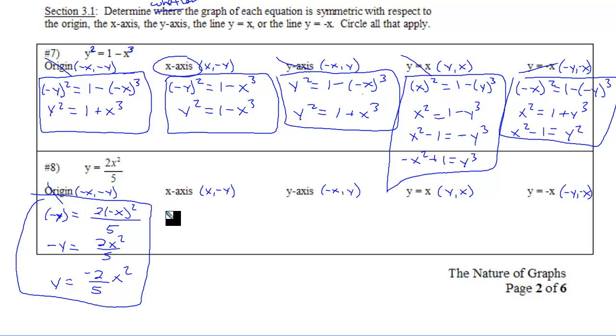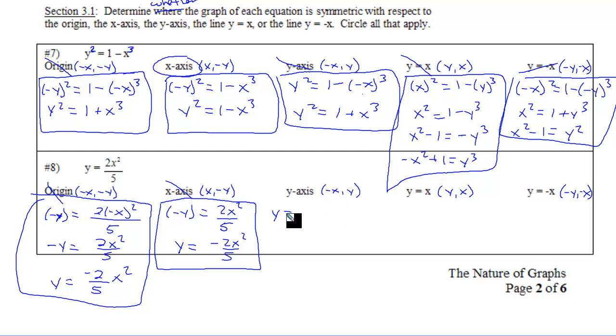X-axis. You'll see this one doesn't work either. Put a negative in for y, leave x the same, get y by itself by multiplying both sides by -1. Not the same as the original. Doesn't work. Y-axis. This one's going to work. Leave y the same, change x to a negative, simplify it, and you get y equals 2x squared over 5, same as the original.